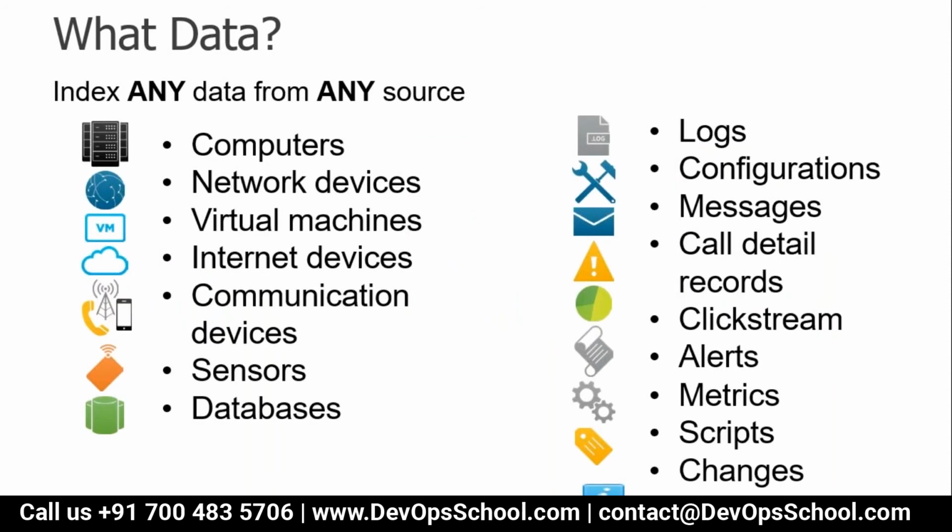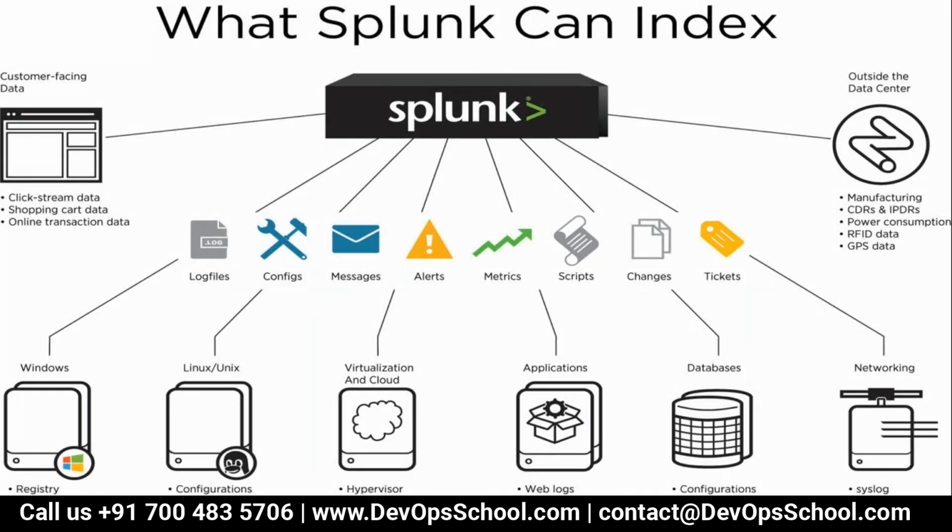Now what data can Splunk access? I have discussed a little bit already. Splunk can index any data from any source, such as computers, network devices, virtual machines, internet devices, communication devices, sensors, databases, logs, configuration, messages, call details, call records, click streams, alerts, metrics, scripts, changes, and tickets. Everything from any source, any data, any amount of data, Splunk can index. So look at this here.